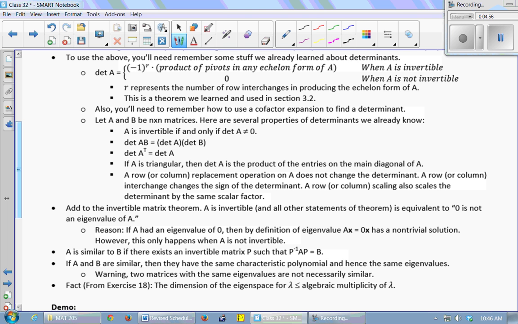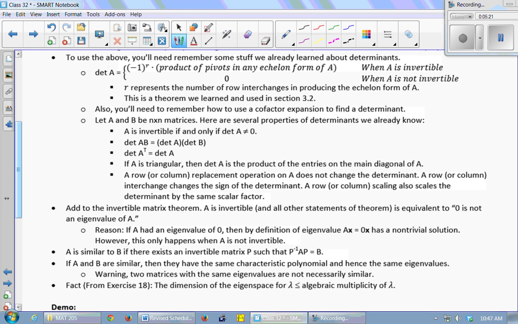And then it's either a positive or a negative depending on how many row interchanges you did, row swaps, right? Each time you swap a row, the determinant changes sign. That's the r. r is the number of row interchanges. So if you do 1, it becomes negative. If you do 2, it goes back to positive.